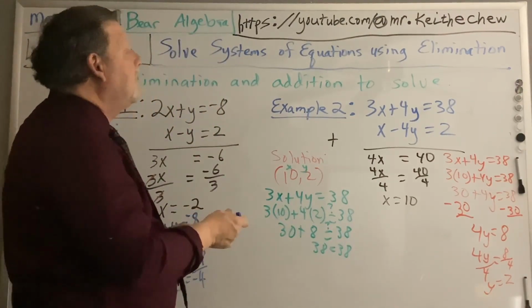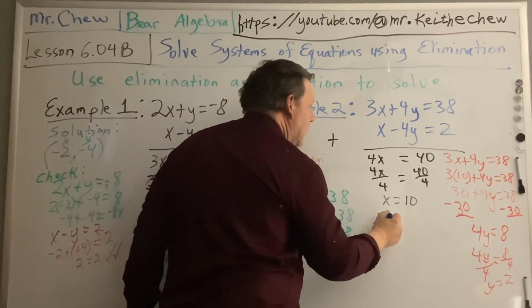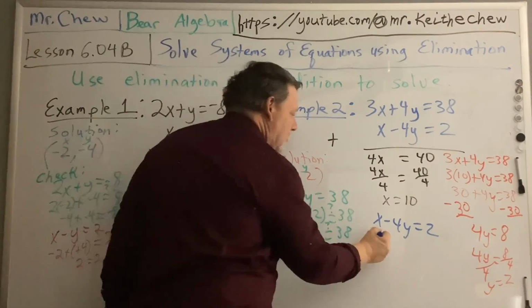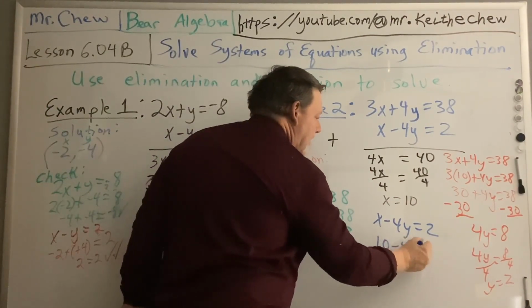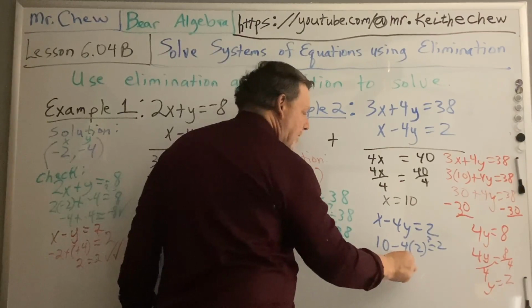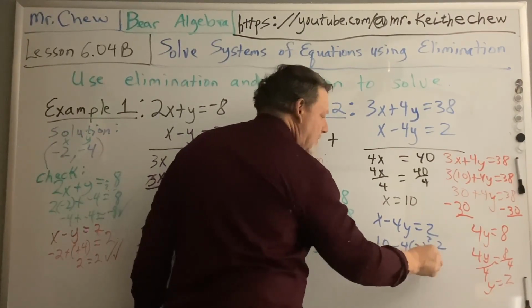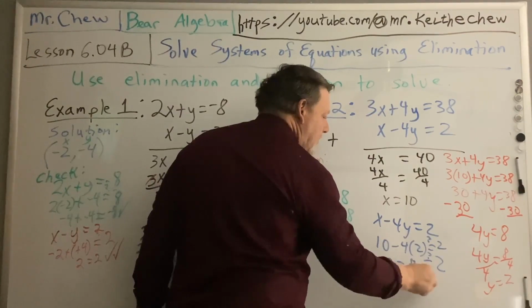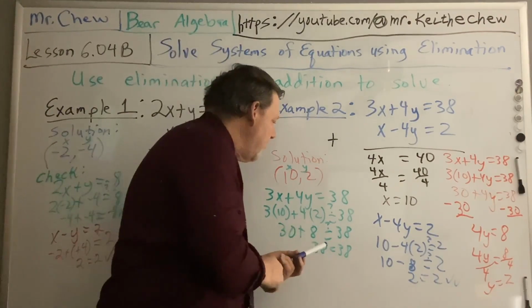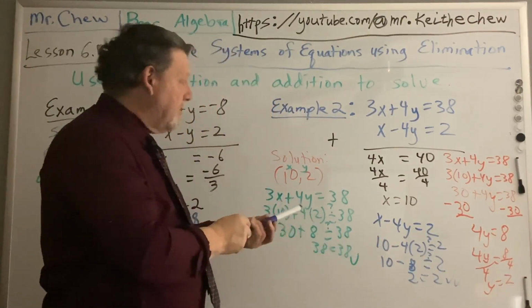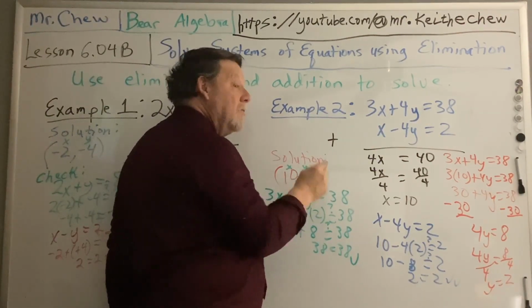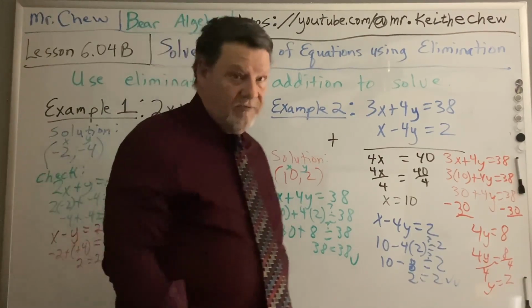So now let's take the second equation and substitute the (10, 2) for the x and y. So I have 10 minus 4 times 2. Does that equal 2? 10 minus 8, does that equal 2? 2 equals 2. Once they both check, we had a check on the first one and a double check on the second one. That means if you graph this line and this line, they intersect at the point (10, 2), which is the solution to that system of equations.